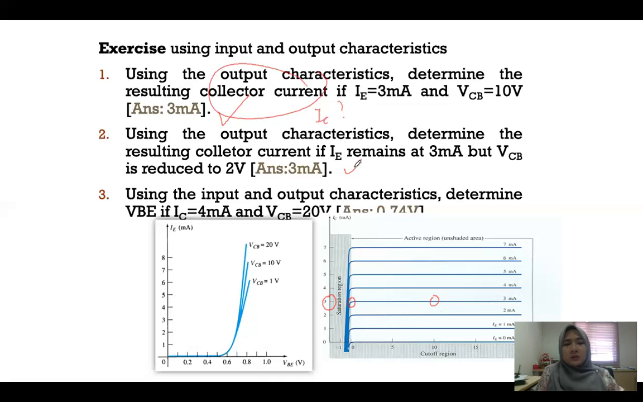Number 3, using the input and output characteristics, determine VBE if IC is 4 milliamp and VCB is 20 volt. Okay, I think this one you can do by yourself. It's very simple. You should get the answer equal to 0.74 volt. Please do this question. Using both graphs, determine VBE if IC is 4 milliamp and VCB is 20 volt. You should get 0.74 volt.